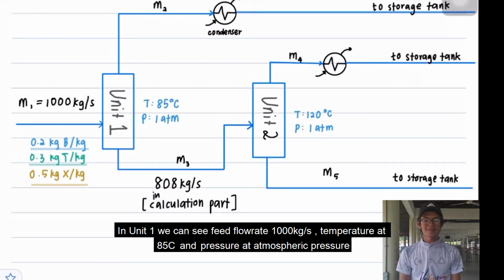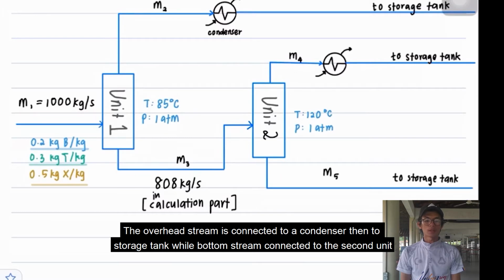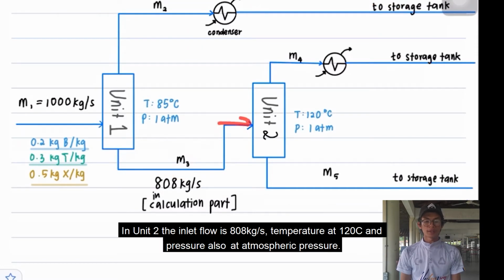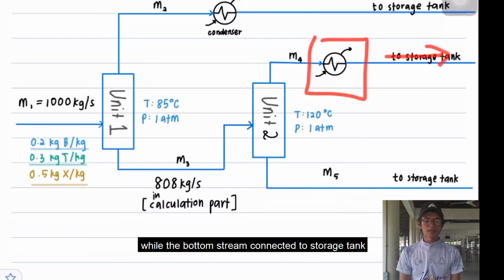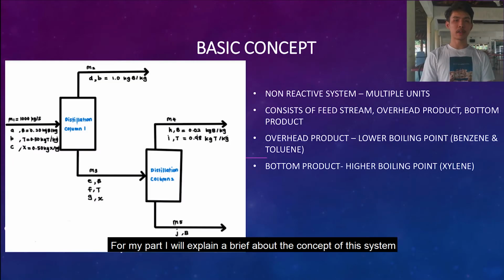In Unit 1, we can see the flow rate is 1000 kg per second, temperature at 85 degrees Celsius, and pressure at atmospheric pressure. The overhead stream is connected to a condenser, then to a storage tank, while the bottom stream is connected to the second unit. In Unit 2, the inlet flow is 108 kg per second, temperature at 120 degrees Celsius, and pressure also at atmospheric pressure. The overhead stream is connected to a condenser unit, then to the storage tank, while the bottom stream is directly connected to the storage tank. For my part, I will explain briefly the concept of the system.